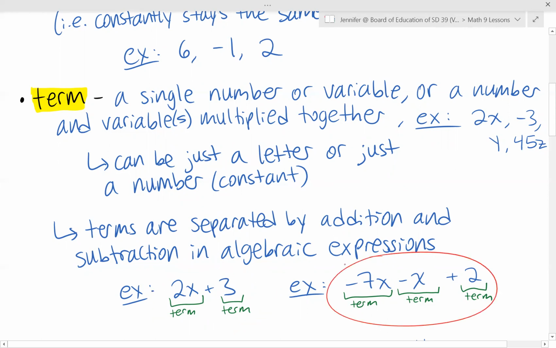So in this expression here, we have 3 terms because we have 3 different sections that are separated by addition or subtraction. So the first term is negative 7x. Don't forget that negative in front because that's part of the coefficient. The second term is negative x. The third term is positive 2.